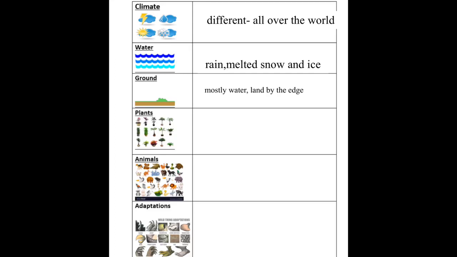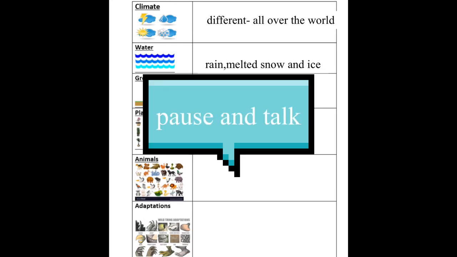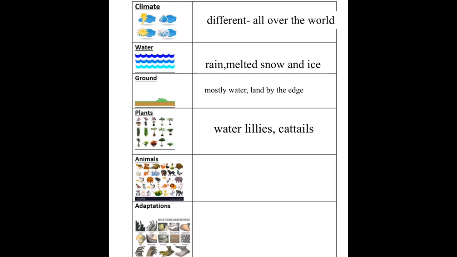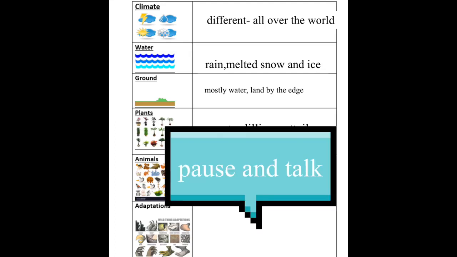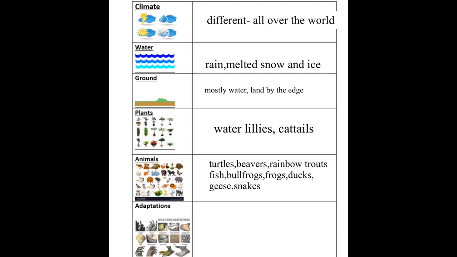In the freshwater habitat, there's land by the water's edge, but mostly it is covered with water. Are there any plants? Pause and talk. Yes, there are. We learned about water lilies and cattails. Can you name some animals as well? Pause and talk. There are many animals that live in the freshwater habitat. For example, turtles, beavers, rainbow trout and other fish, bullfrogs and other frogs, ducks, geese, and snakes.